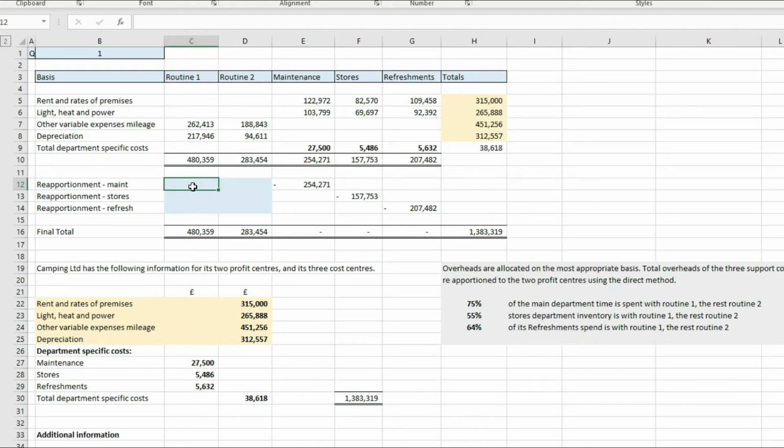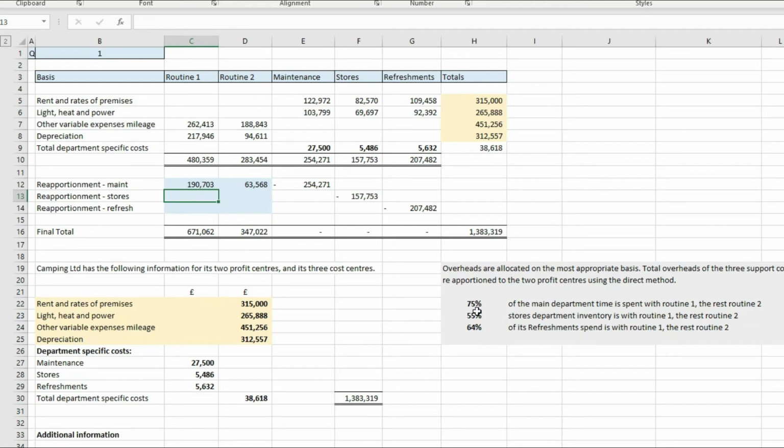So all we do is we're going to take minus 254,271. So in my formula, I'm doing a minus on a minus to get a plus because I'm adding those costs into routine 1. So I'm going to times by 0.75. And then in routine 2, I'm going to do equals minus 254,271 and times by 0.25. So when I add this together, I should get 0, which I do.